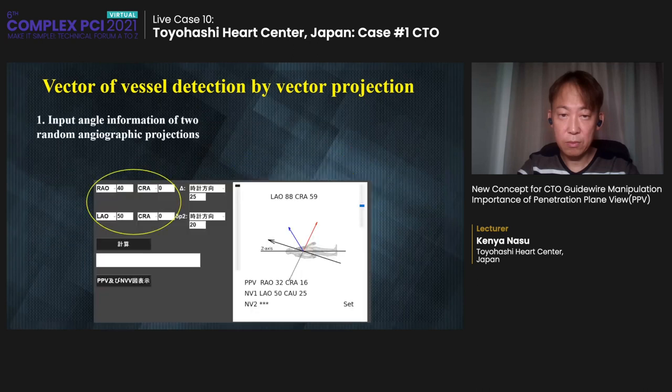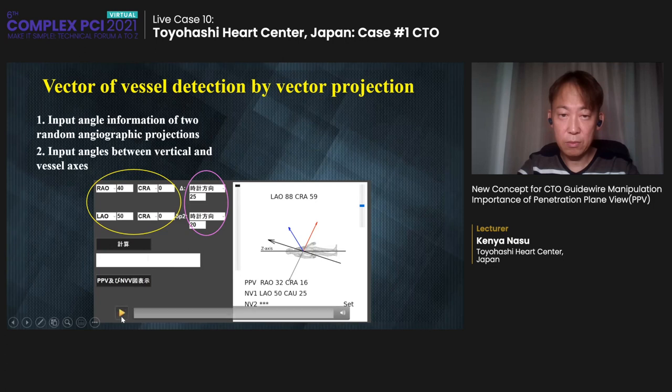We have developed software to obtain the realistic angiographic projection of the perpendicular views. This is done by inputting the angle information of the two random angiographic projections and inputting the angle between the vertical and the vessel axis. LAO 88, cranial 59 is a calculated vessel axis. The software shows a red and a blue arrow as the calculated perpendicular view like this.